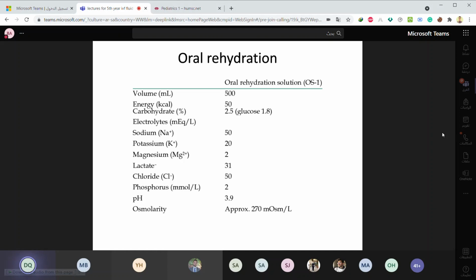In certain situations, we use oral rehydration solution to correct dehydration. It's only used in case of patient who can tolerate oral intake. We have oral rehydration solution in a sachet. Each sachet can be dissolved in 500 ml of water, give 50 calories, and contain 2.5 glucose, sodium 50, potassium 20, magnesium 2, lactate 31, and the osmolality is near the serum osmolality 270.